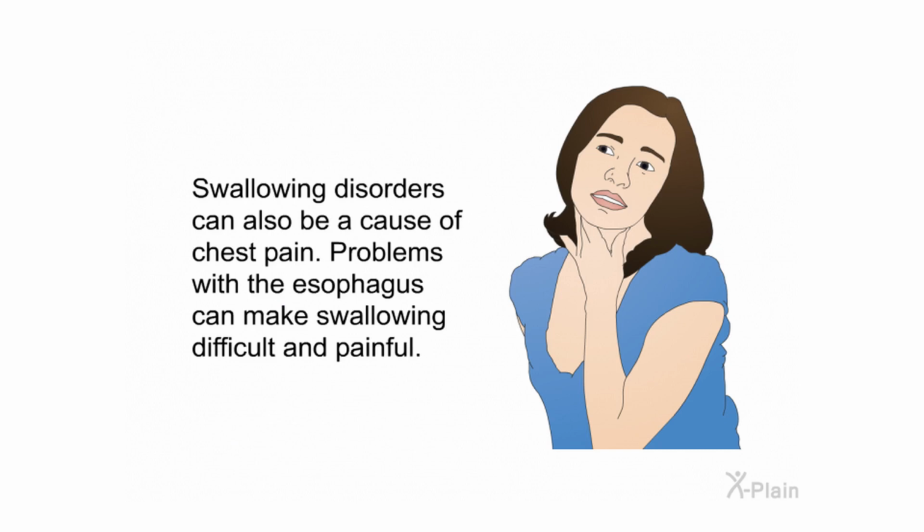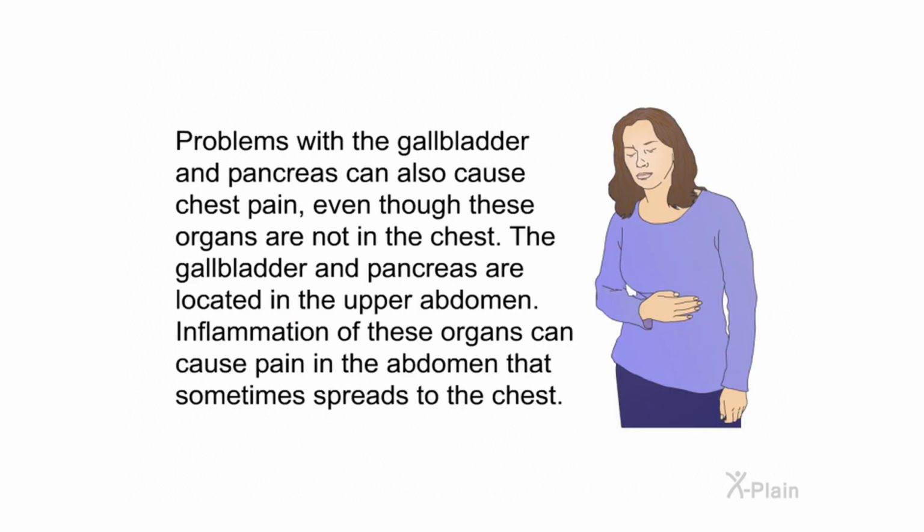Swallowing disorders can also be a cause of chest pain. Problems with the esophagus can make swallowing difficult and painful. Problems with the gallbladder and pancreas can also cause chest pain, even though these organs are not in the chest. The gallbladder and pancreas are located in the upper abdomen. Inflammation of these organs can cause pain in the abdomen that sometimes spreads to the chest.